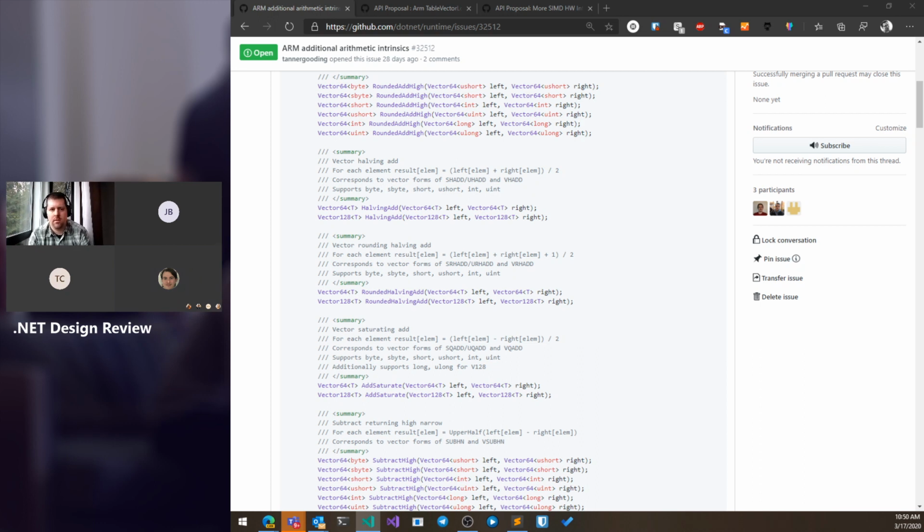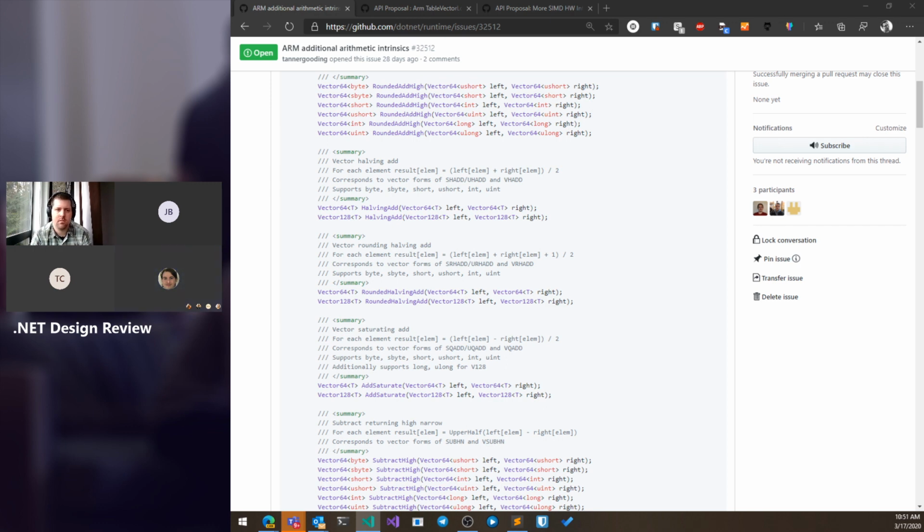But how would that change the naming of the instruction? It would be fused or not, right, Tanner? Yeah, I think so. If it's a fused operation, we would prefix it with fused halving add, I think. I see.